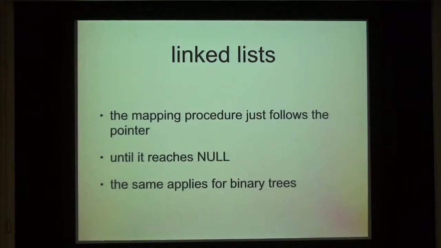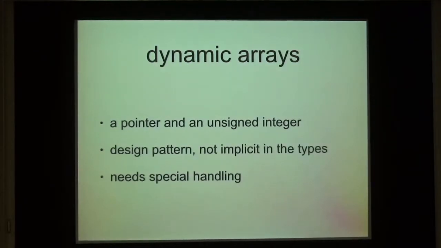The problem comes when you think about a data structure as simple as a dynamic array, because there is no way in C types to denote that this is a dynamic array, because it's basically a design pattern that people use in code. So there are these two members, which is usually a pointer and an unsigned integer, saying there are this many objects, and so this has to be done exactly with single stepping. So you get a pointer, you get a number of elements, and then you allocate the memory yourself, and you continue the mapping inside that memory. So this is the special handling.